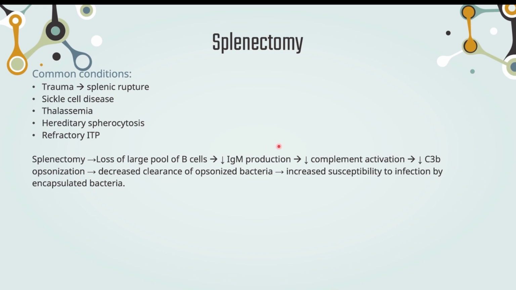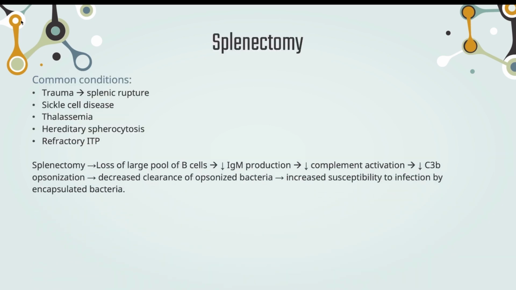They love to test you about decreased IgM production, decreased complement activation, decreased opsonization after splenectomy. So you need to understand this concept. IgM production is decreased because there's a decrease in B cells, all right? And without IgM production, there won't be adequate complement activation, decreased C3b, and without C3b, there won't be opsonization. So now let's talk about post-splenectomy findings.